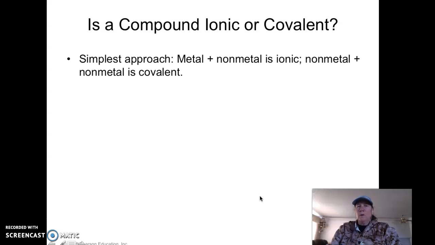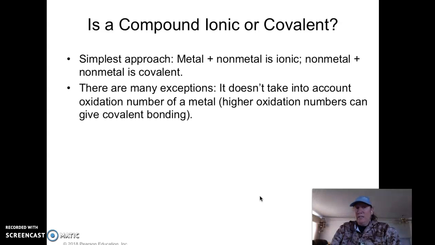Okay, so is a compound ionic or covalent? Well, if it's a metal and a nonmetal, it's an ionic one, you guys. If it's two nonmetals, it's going to be covalent. But again, you can also use electronegativity differences. There are exceptions. Sometimes it doesn't take into account the oxidation numbers of a metal. There are always exceptions to the rules, but we're going to stick with the regular rules.